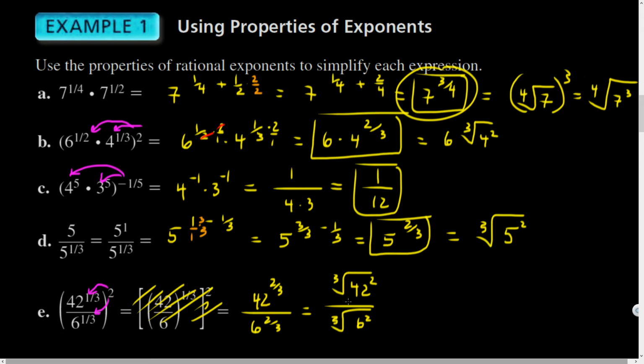Also, one of the interesting things is, because both of these are in the same index radical, I could have reduced those. Actually, tell you what, what is 42 squared? It's going to be massive. All right.